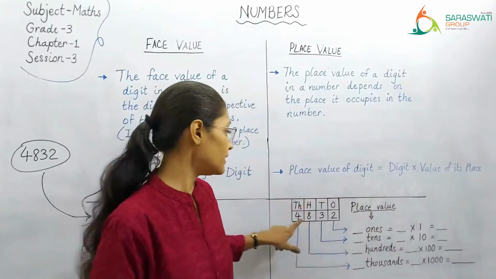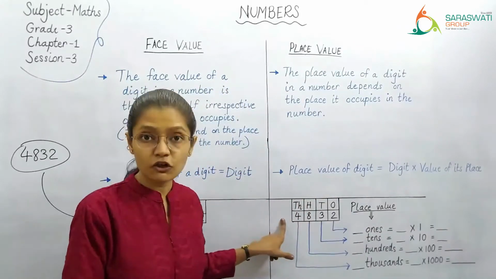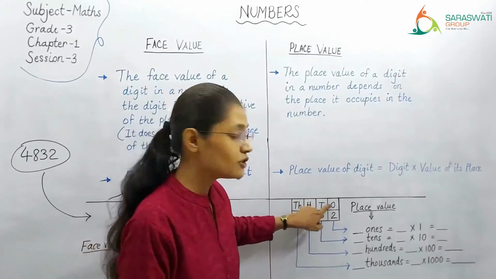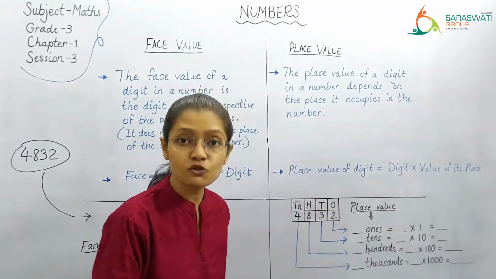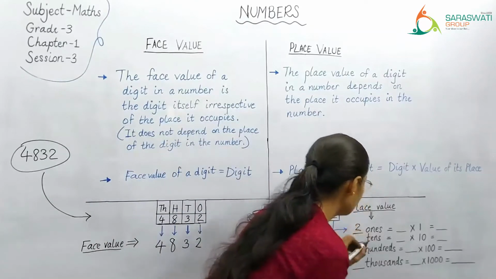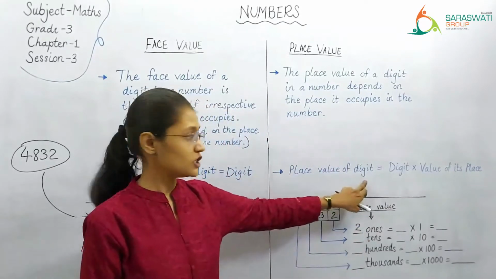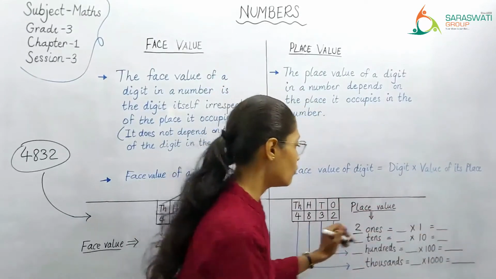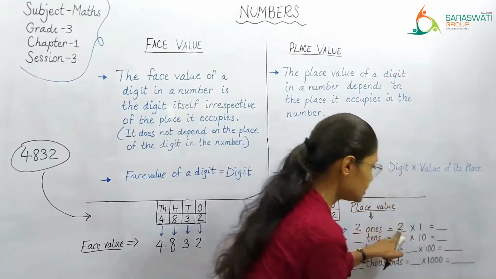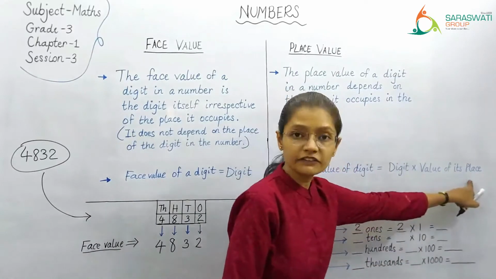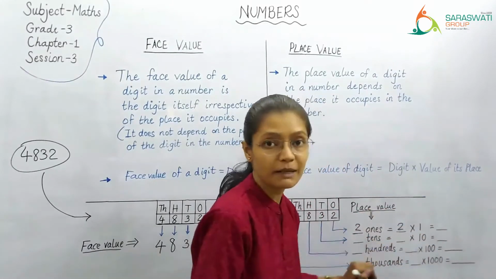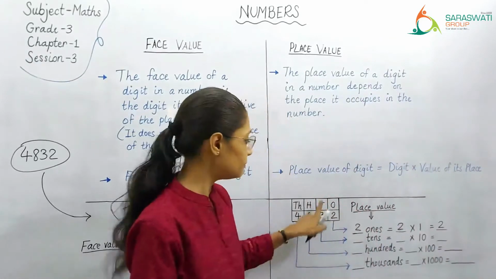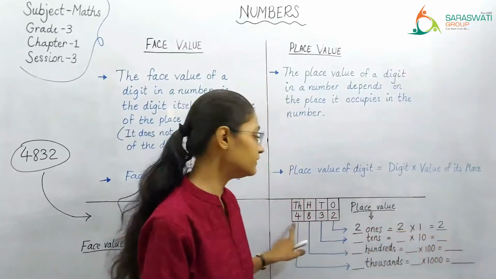Now, taking the same number as an example over here, let us have a look over here what is the place value of each of these digits. So 2 is at ones place. So we have 2 ones over here. Now the place value of a digit is equal to digit multiplied by value of its place. So over here 2, the digit multiplied by value of one's place, that is 1. So 2 multiplied by 1 is 2. So place value of 2 in ones place over here is 2 in this number.